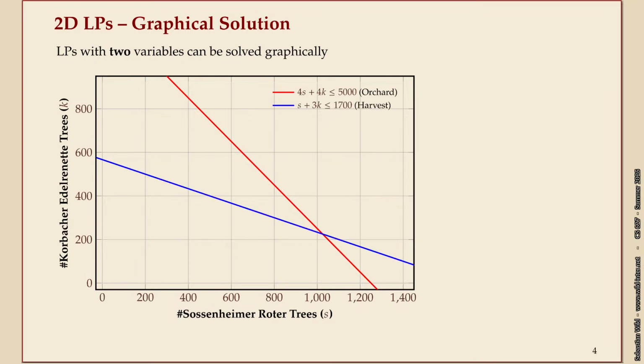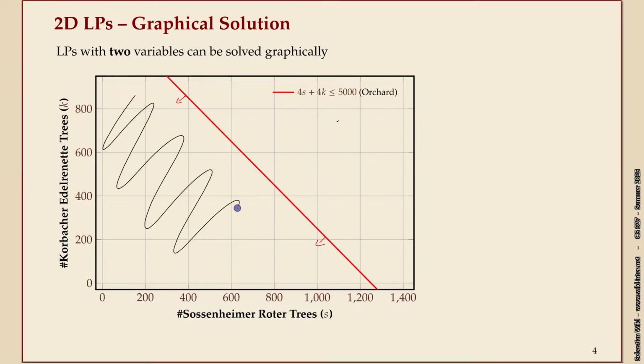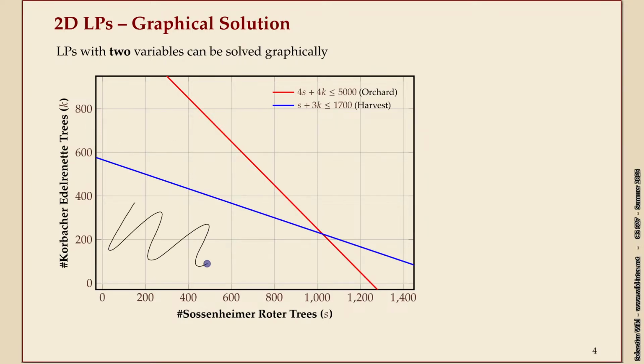Now we can add one constraint after the other. For example, the harvest constraint is this blue line. So everything below the blue line is fine with that constraint. And if you take the two together, you get this region below the two lines, below the minimum of the two. So that's the feasibility region so far. Now we have a third constraint, right?